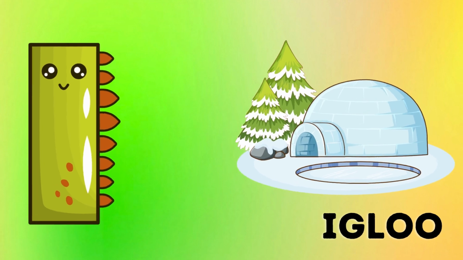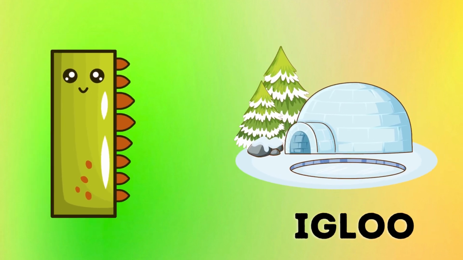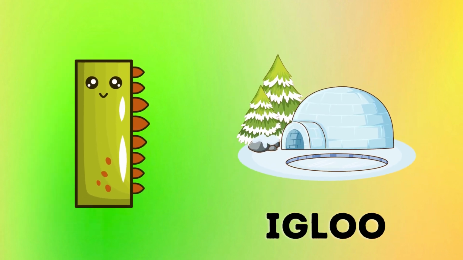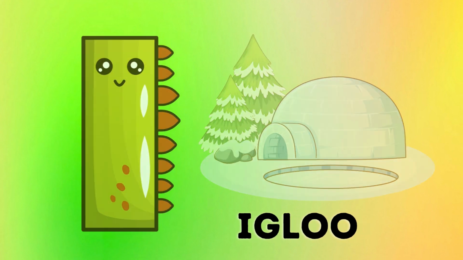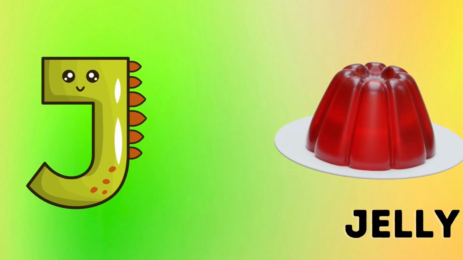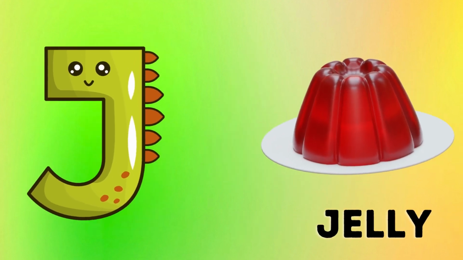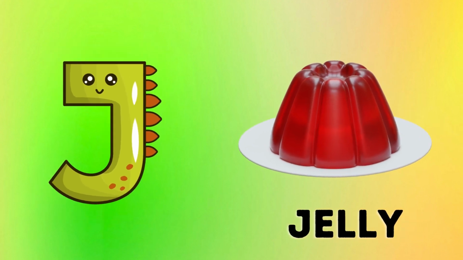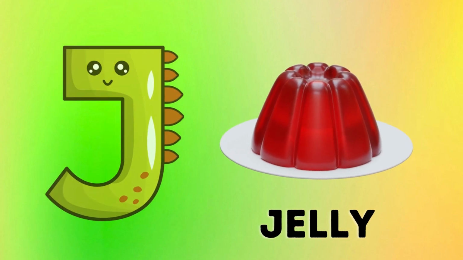I is for igloo, I, I, igloo, I, igloo. J is for jelly, J, J, jelly, J, jelly.